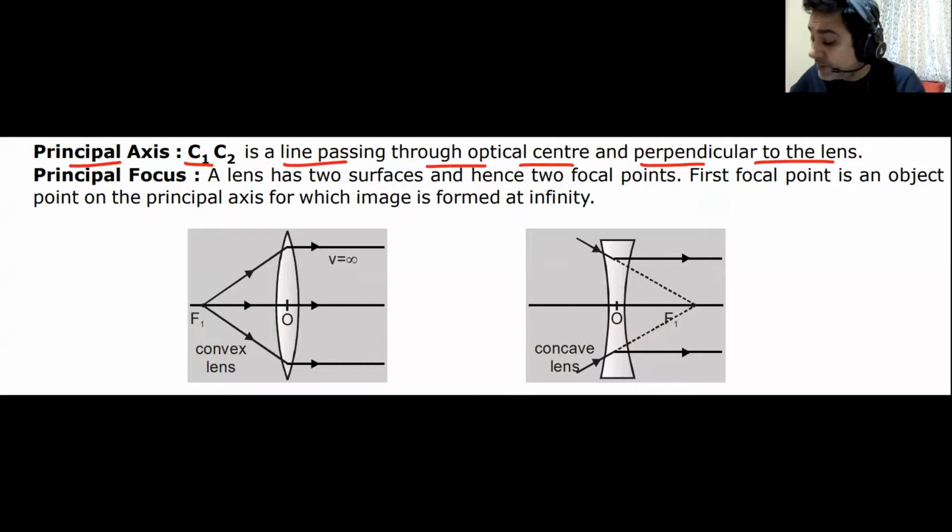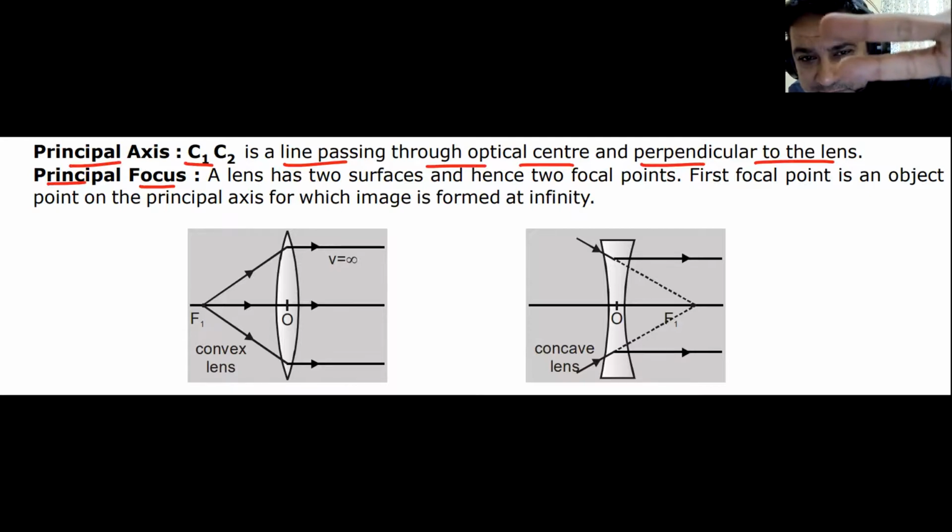Then we have the principal focus. The actual name of this focus is principal focus. And as you have seen for spherical surface, we have two focus or two foci. Do we remember this? Yes, sir. First focus and second focus. Here also we have two focus: first principal focus and second principal focus. Do we understand this? Yes, sir.